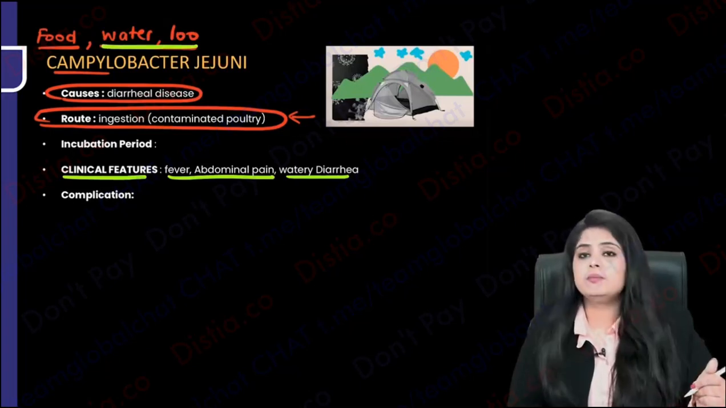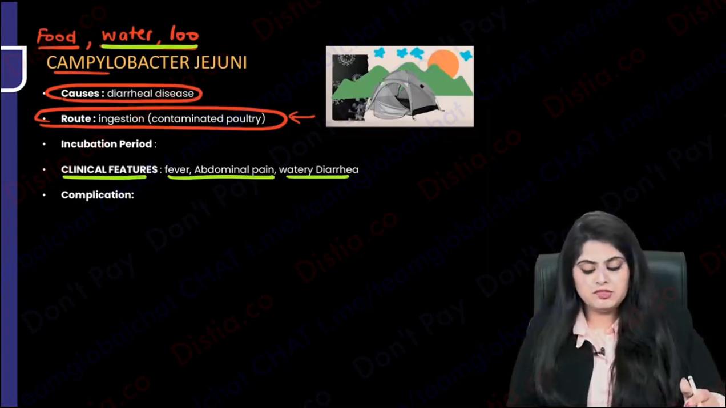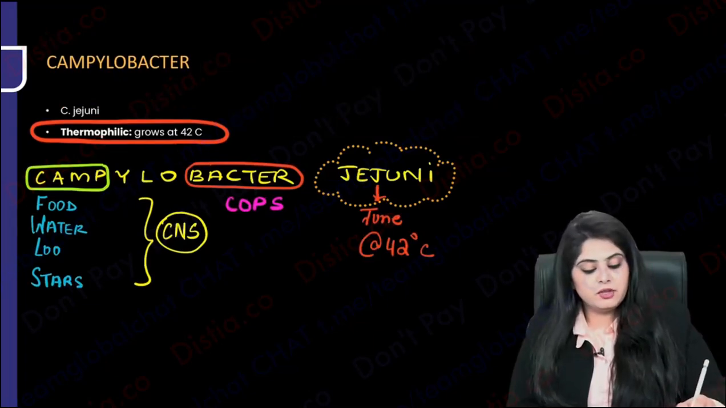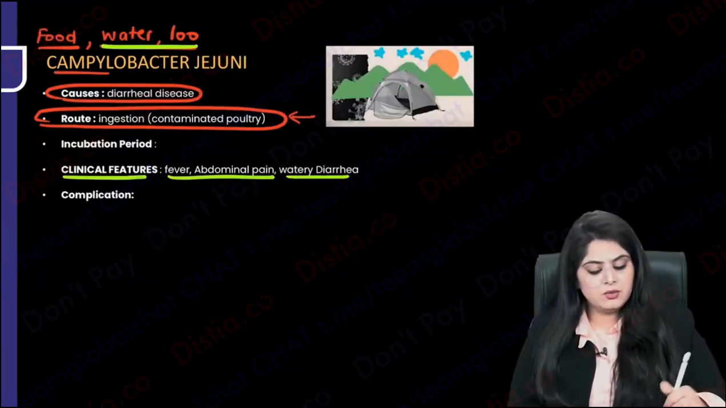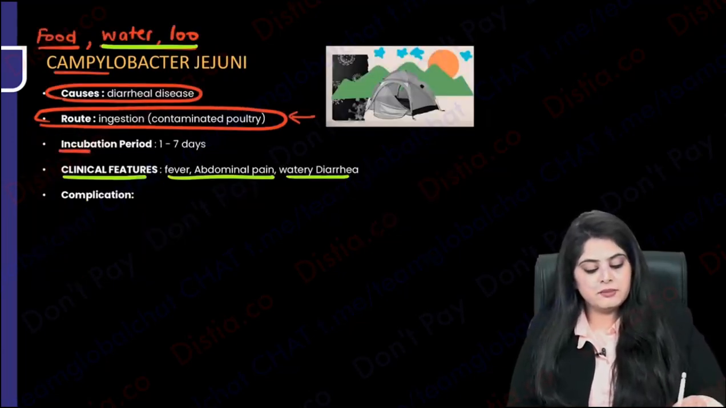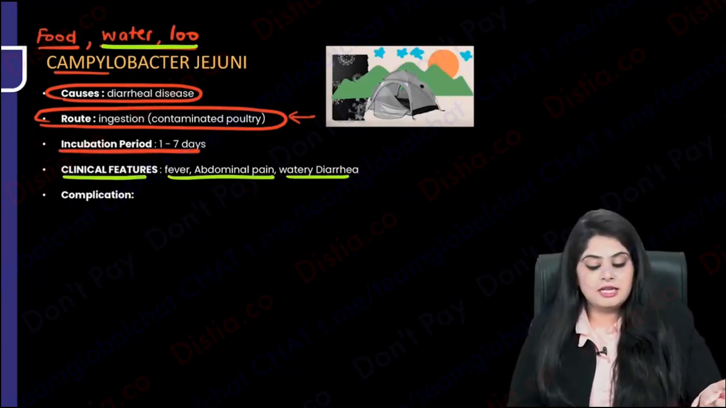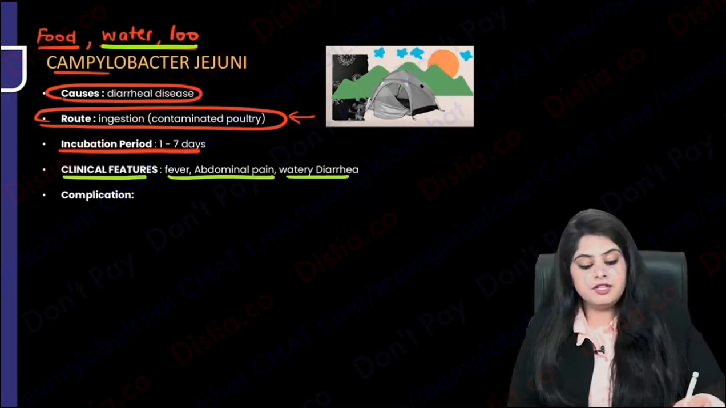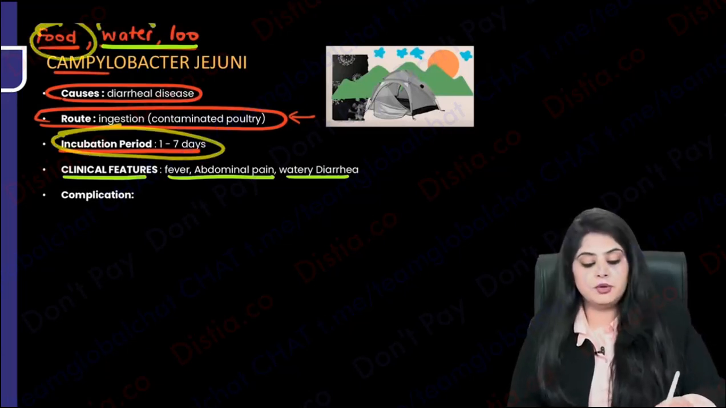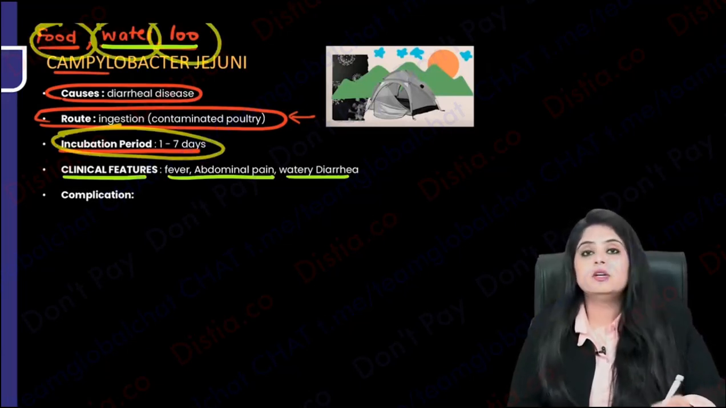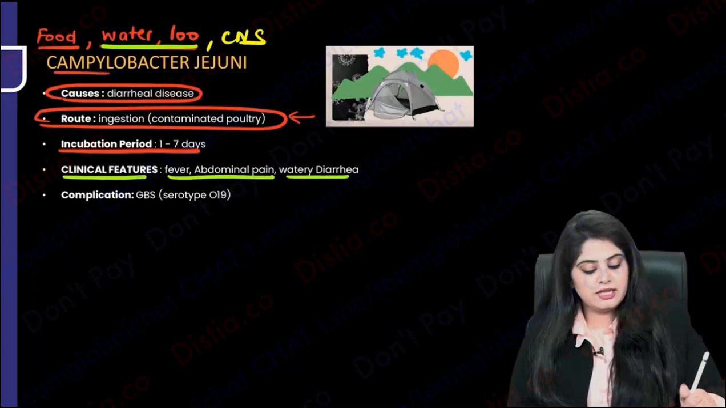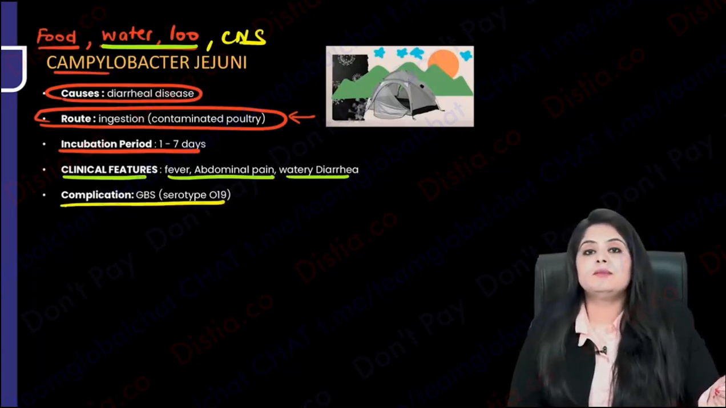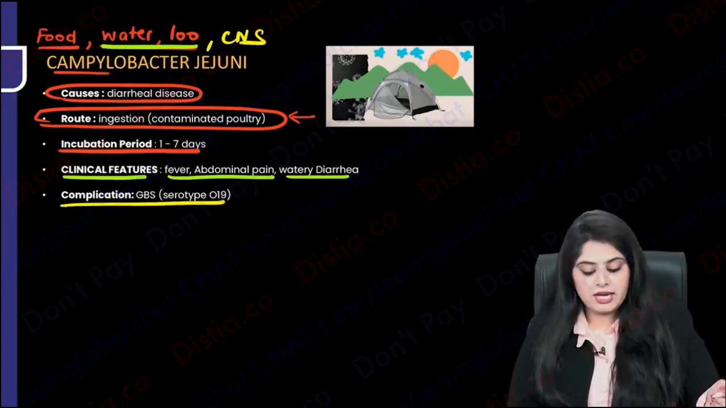What is the incubation period? You will say, ma'am, mostly camping trips are for approximately 1 week. 5 to 7 days ka ek package hota hai. So the incubation period is also going to be roughly the same. Camping ka time, 1 to 7 days. Next you say, so much worry for 1 week, ma'am, worried about food, worried about water, worried about the washroom. The person ended up going half crazy. Can there be some CNS complication? Yes, this can result in Guillain-Barré syndrome, which is by serotype O19.